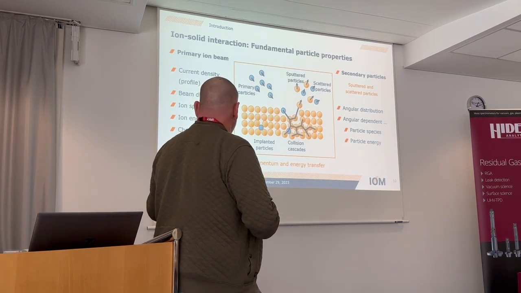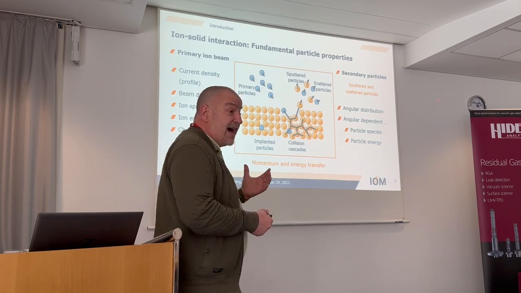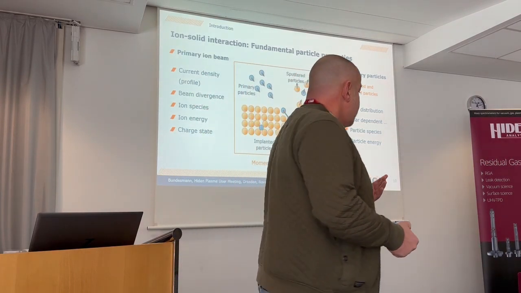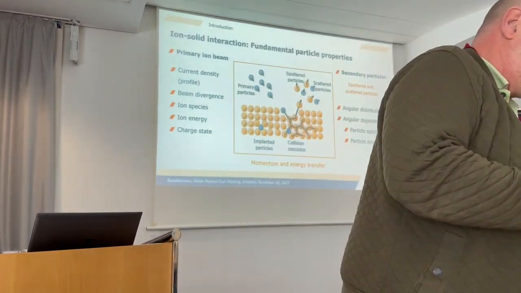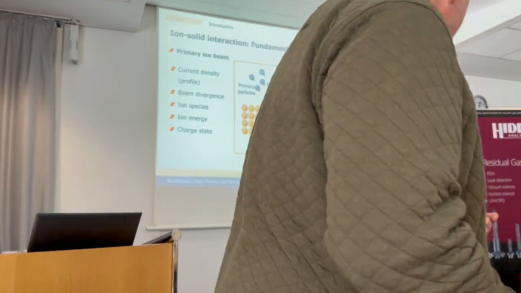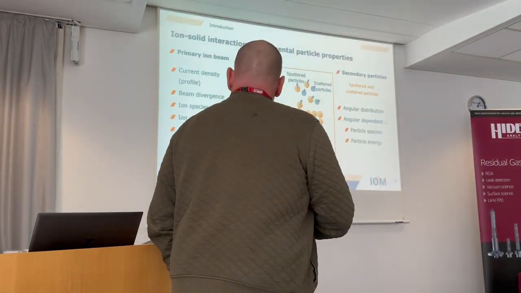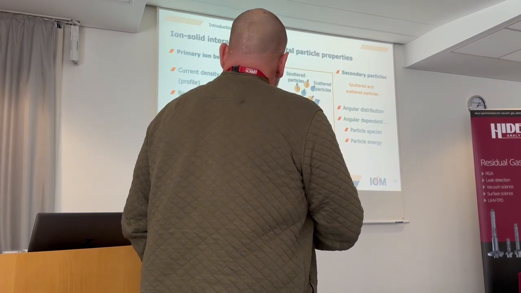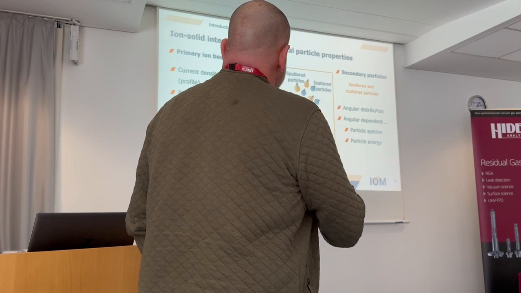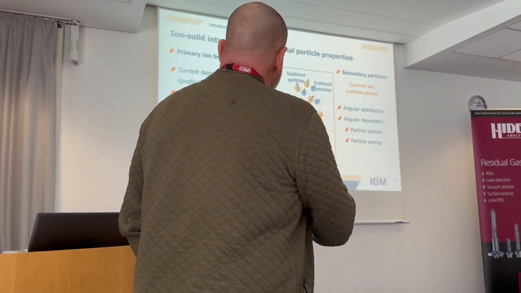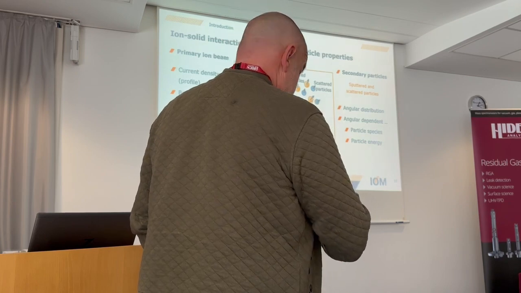You need some kind of information about the beam divergence. You need to know what ions come out. If you use argon or xenon, then you know they come argon or xenon, but if you make complex chemical compounds, then there are different species. You have to know the ion energy and the start charge state, and you also have to know something about the secondary particles, so the angular distribution, the angular dependent particle species and particle energy.